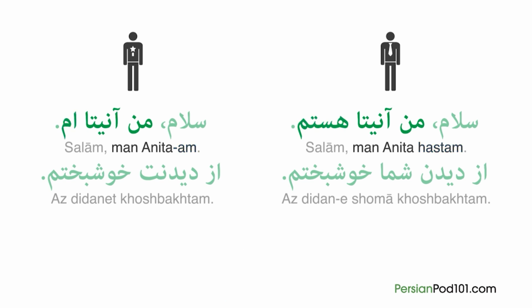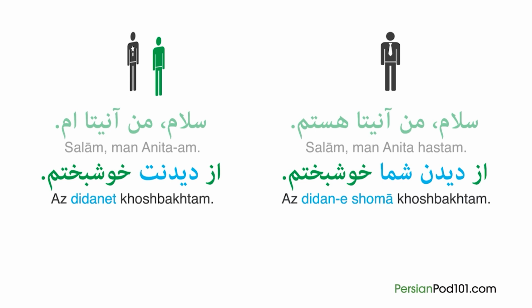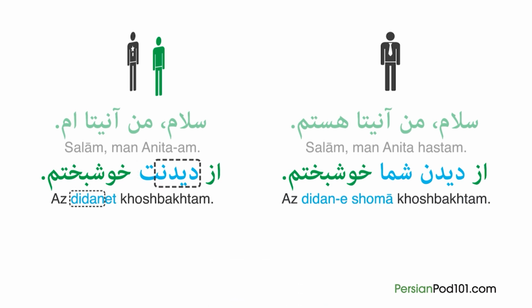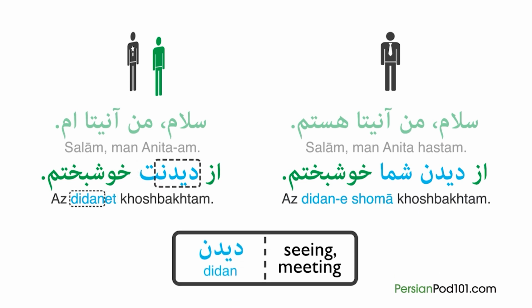Finally, pay attention to how nice to meet you changes. We went from az didanat khoshbakhtam to az didan shoma khoshbakhtam. Here, didanet and didan shoma are different. Didanet is used when speaking informally to only one person. It is formed by adding et, meaning your, to the end of didan, meaning seeing or meeting.